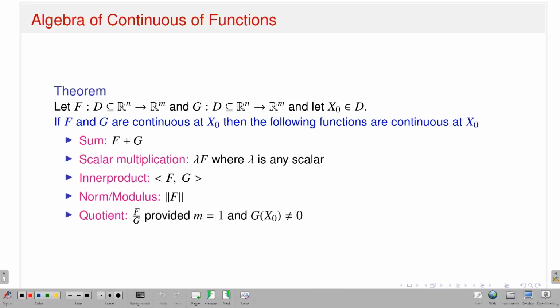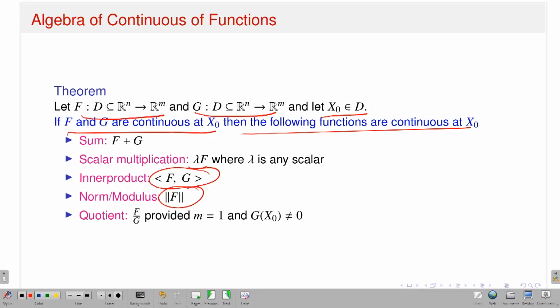This is just one simple slide: the algebra of continuous functions. If I have a function f from Rn to Rm, and a function g from Rn to Rm, and I take the point x naught in D, then if f and g are continuous at x naught, the following functions are also continuous at x naught. The sum of two continuous functions is continuous. If I multiply by a scalar, that is also continuous. The inner product of two functions f and g becomes a scalar value, and it is also continuous. In fact, the inner product is a continuous function.